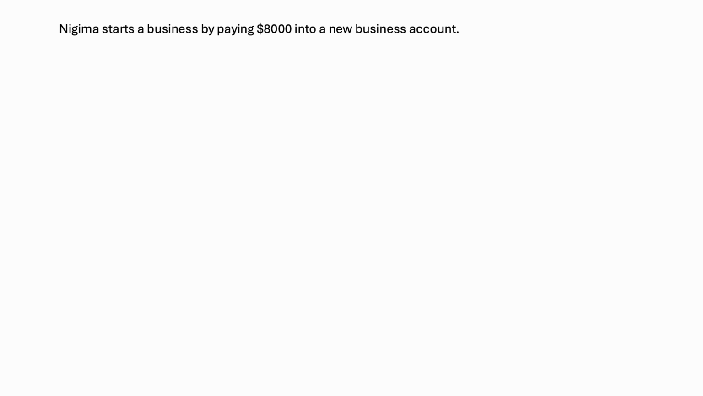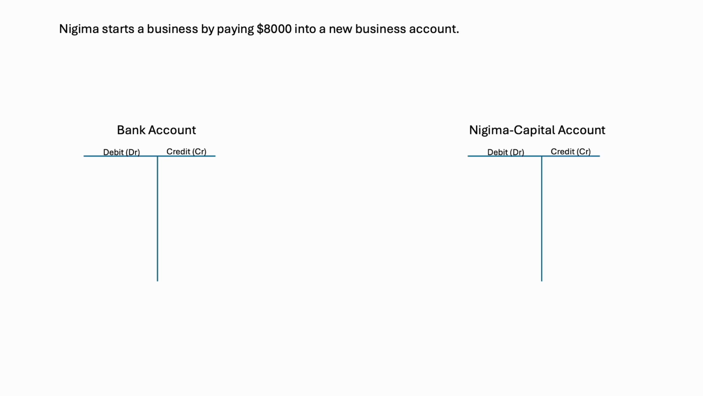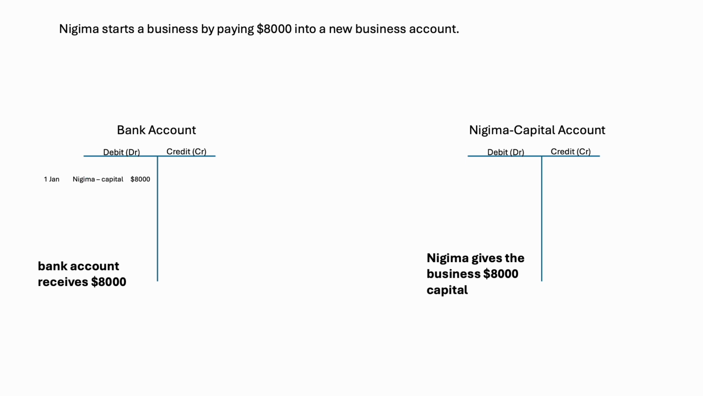Now we will look at some examples. Here in the first one, Nigima starts a business by putting $8,000 into a new business bank account. Since this is the first time we are using the bank account, we open it now. For the next similar transaction, we just keep adding it to this account. We also open Nigima's capital account now. If Nigima further puts her own money into the business, we keep adding it to this account. The two sides of the transaction are that the business bank account receives $8,000 and Nigima gives the business $8,000 capital. Therefore, we debit the bank account and credit the capital account.